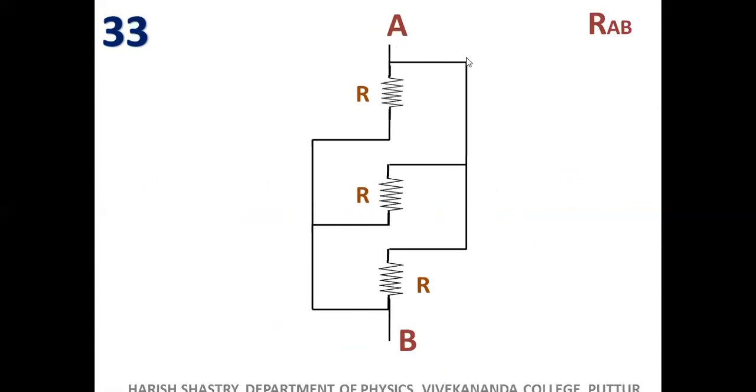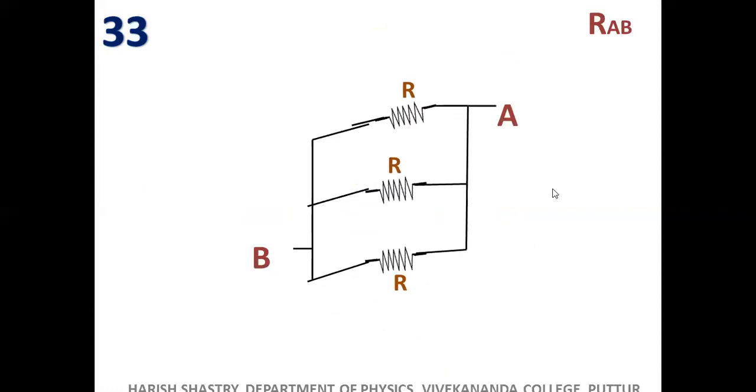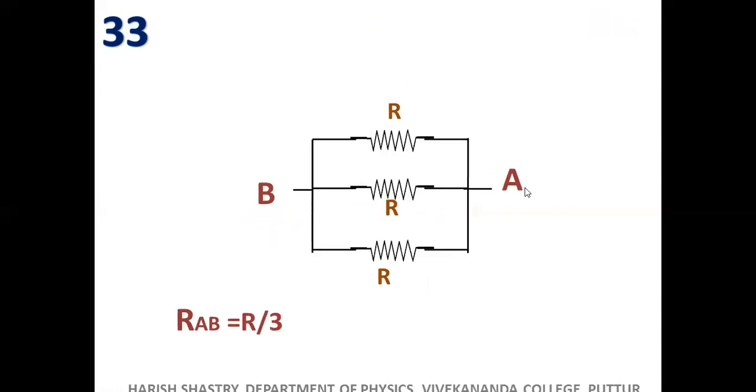So I will bring A to this side, B to this side, because in between you don't have any resistance. So you can bring B directly here, A directly here, no problem. So bring A here and B here. Now just a small change. Now do they appear in parallel? It is R by 3.